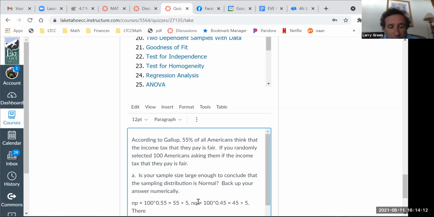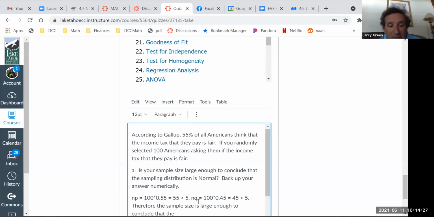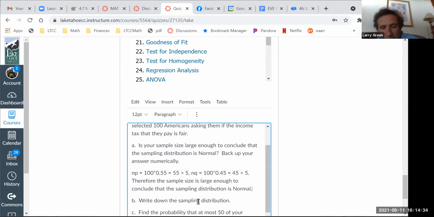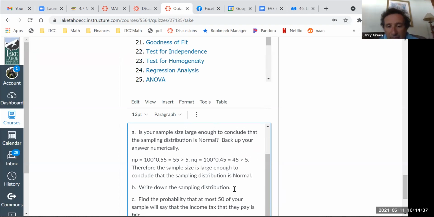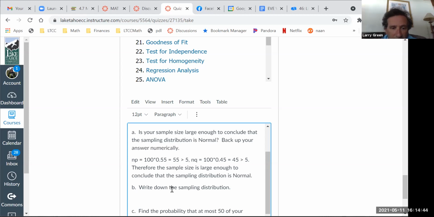So therefore, the sample size is large enough to conclude that the sampling distribution is normal. Any questions on that? Any questions? Okay, part B is write down the sampling distribution.